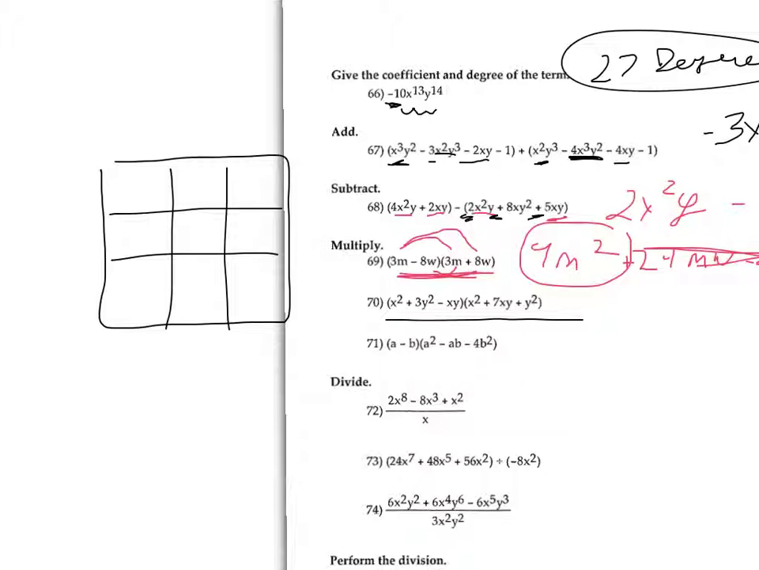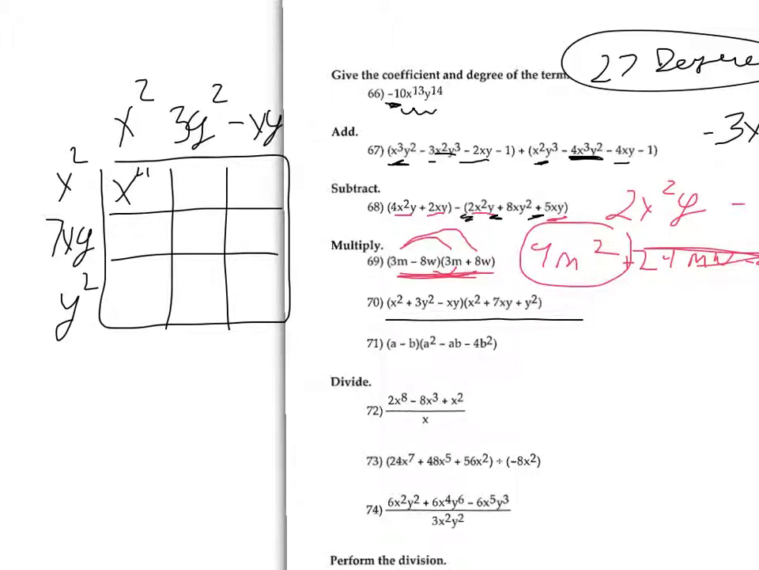So I'm going to go ahead and write the x squared, the 3y squared, and the negative xy up here. And then we have an x squared, a 7xy, and a y squared here. So multiplying these, we're adding the exponents again. This is going to be an x to the 4th. Here, we have a 3x squared y squared. Here we have a negative x cubed y. Moving down here, 7x cubed y, so that's going to be a like term with that last one.